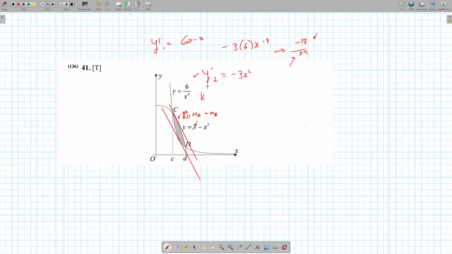We don't know what it is. We're trying to find it. We're just going to call it k. Or you can just continue solving as x, it's fine. But the whole point is that they both have to be equal to each other.